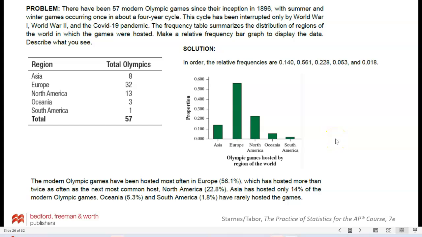It says to describe what you see, and it describes it as saying the modern Olympic Games have been hosted most often in Europe, 56% of the time, which is more than twice as often as the next most common host, which is North America. Asia hosted only 14%, Oceania 5.3%, and South America 1.8%.